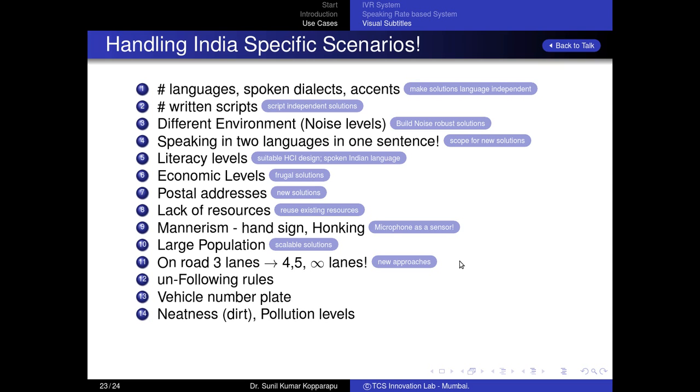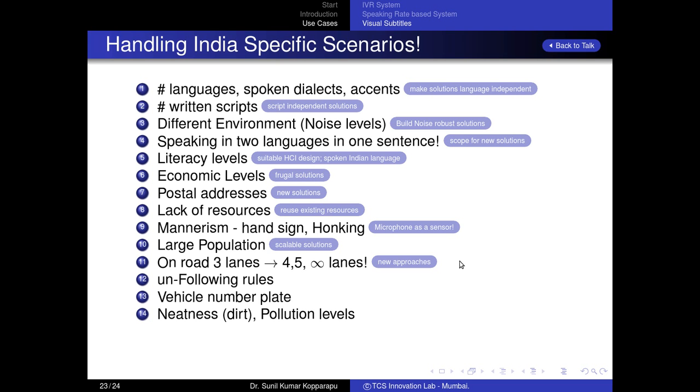For example, to tackle the different languages, spoken dialects, etc., what you need to do is probably make the solutions language independent. Number of scripts, how do you manage script recognition and things like that? Again, make the solutions independent of the script. You just make it such that it looks at the fundamentals and not necessarily dependent on the languages.